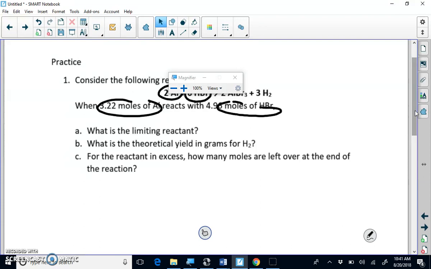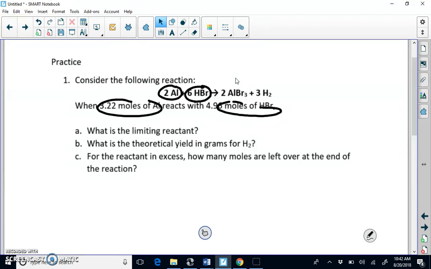Some people are good at just looking at the mole ratios and being able to determine the limiting reactant. Some people can't see it and they have to do it the long way. So I'm going to first show you the type of thinking you can do so you don't have to do it the long way to figure out which one is the limiting reactant.